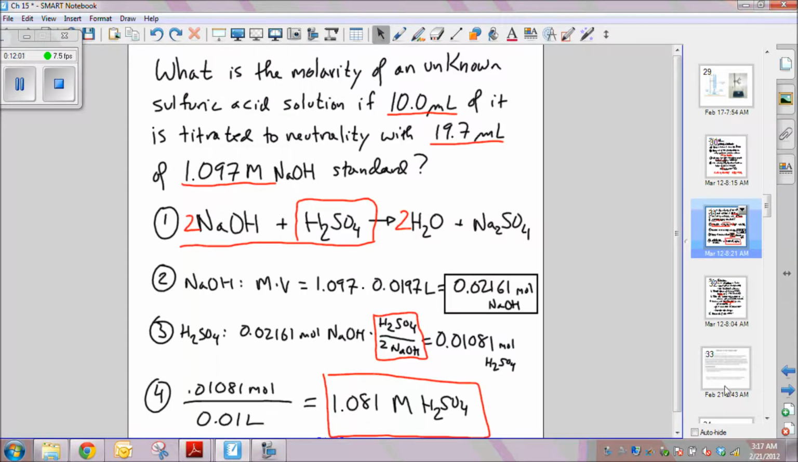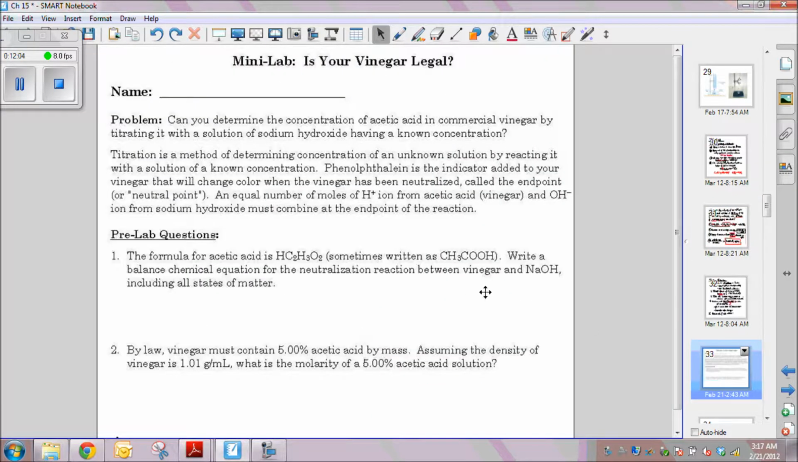Now, right now, whoever's covering class is going to press pause and pass out this mini lab, for which I'm going to demonstrate a titration on Wednesday. We're going to determine if a standard sample of commercially available vinegar from Giant or another supermarket is legal. By law, vinegar must be 5% by mass acetic acid. We're going to titrate some commercial vinegar against a known concentration of sodium hydroxide and see if we can determine if it is actually 5% by mass.